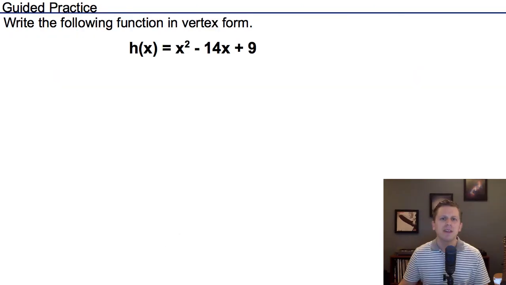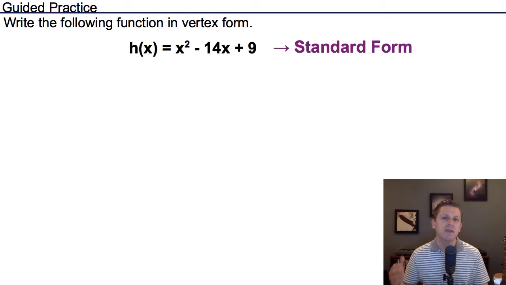In this example here, we want to take this quadratic function, which is written in standard form, and we want to place it into vertex form. In order to place this into vertex form, the first step is going to be to create that perfect square trinomial. In order to do that, we'll take half of the b value, square it, and add it and subtract it to this quadratic function.